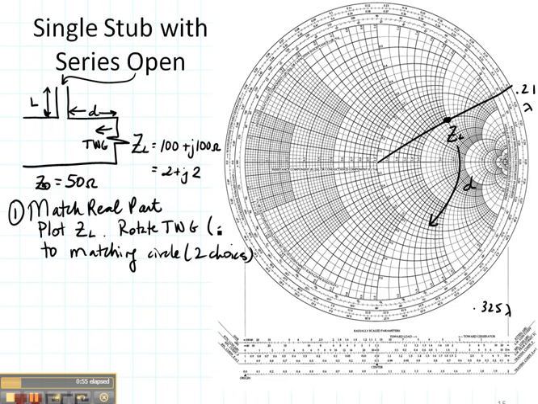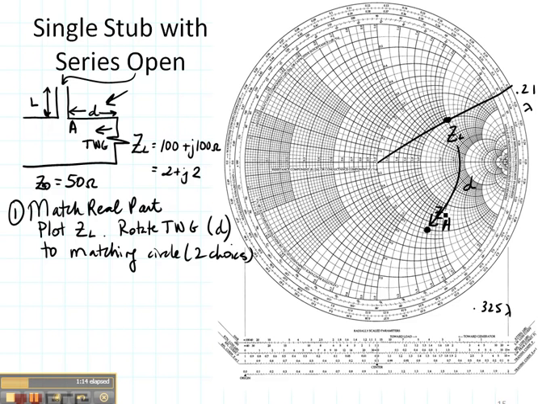The distance that we are rotating is d. That's defining this distance right here, which is the distance between the load and the stub. So the point that I'm going to take is this one right here. I'm going to call that point A. That's the point right here. So this is ZA.